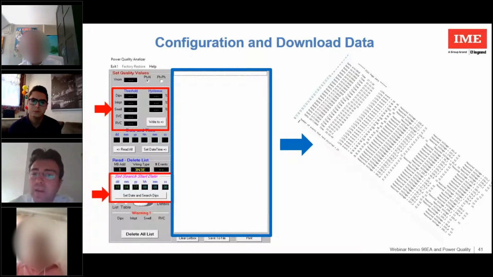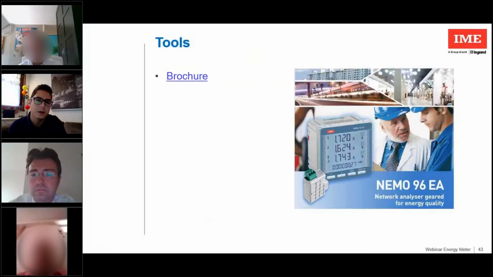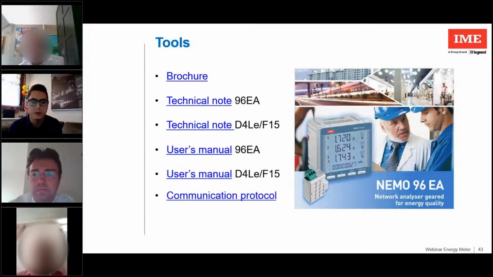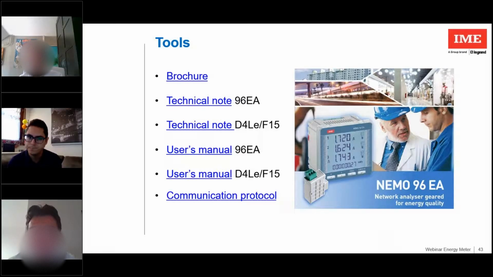Okay. Lars, can data be retrieved by third-party software or SCADA that a customer already has, or is it necessary to use EDM-Evo? Yes, surely. You can download it to a third-party SCADA. There is no problem because the Nemo 96EA works with the Modbus map. So you can find on our website, or download, the communication protocol, and you can find how to download this data.